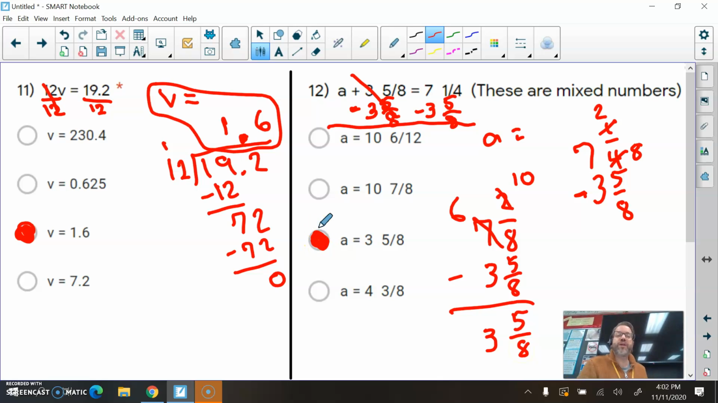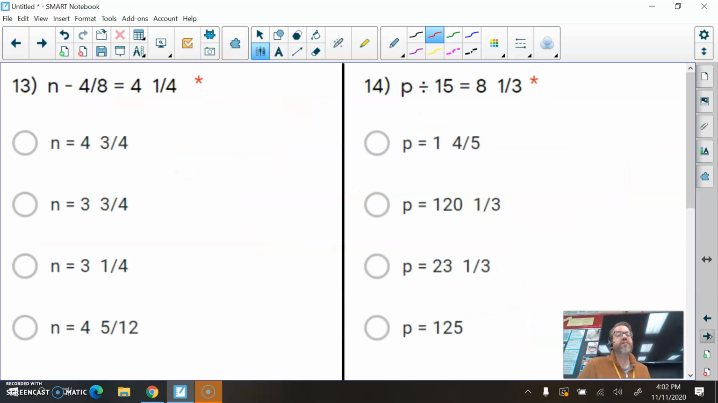I think number 12, by the way, is the trickiest problem on the entire assignment. Okay, let's take a look at number 13. N minus 4/8 equals 4 1/4. Okay, so to undo subtraction, I use addition. I have to add 4/8. By the way, is anybody thinking, wait a second, isn't 4/8 1/2? Yes, it is. And you could add 1/2 if you wanted to. But I'm just going to leave it as 4/8 the way it is written here. Subtract 4/8, add 4/8. Those will undo each other.